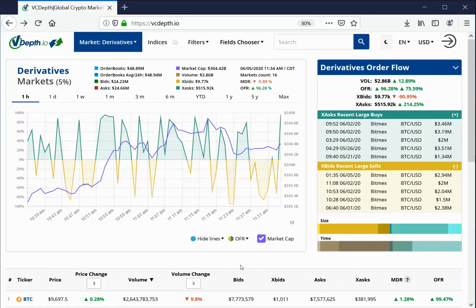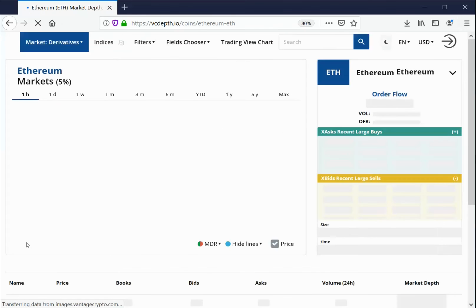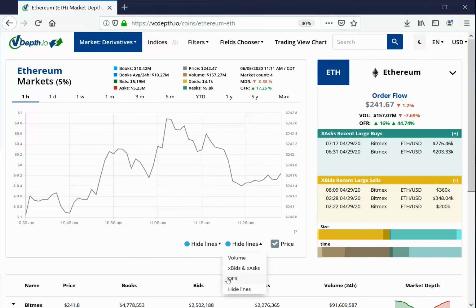We can also jump into a specific asset. Here, we look at Ethereum. Notice we only show large order alerts for Ethereum in the order flow panel. All the data here only pertains to global order flow for the underlying asset we are looking at.